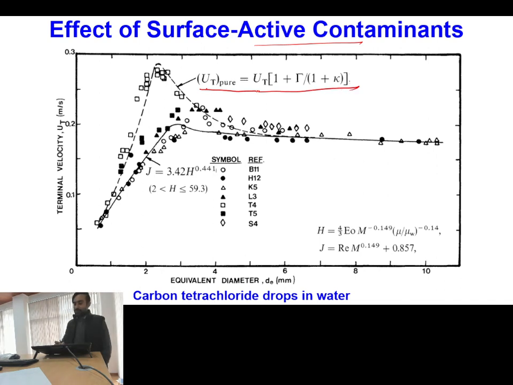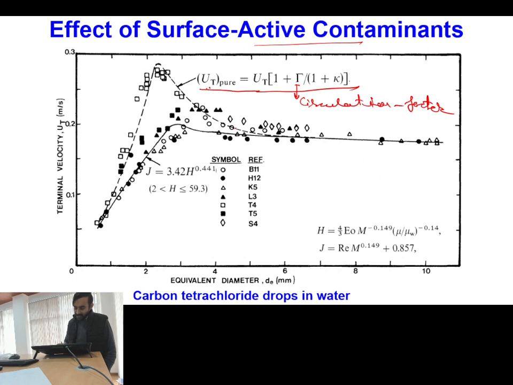For a pure system, terminal velocity can be simply written in terms of gamma, where gamma is the circulation factor, and k is the viscosity ratio. So this entire curve can be fitted using this single equation for a pure system. Different liquid-gas combinations are accounted for in k.